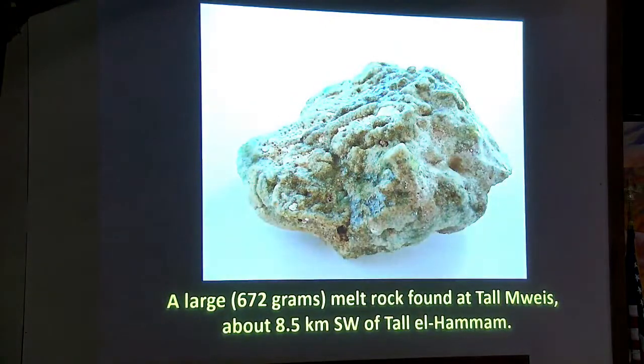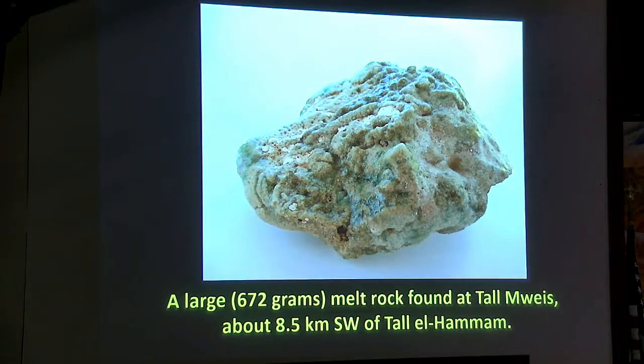This is an interesting thing. We call it a melt rock. It was found at a site called Tall el-Hammam's neighbor, Talmweiss, which is a small tell about 8 kilometers southwest of us in the direction of the Dead Sea. We are northeast of the Dead Sea. The north end of the Dead Sea is southwest from our site. Hold that thought for later.